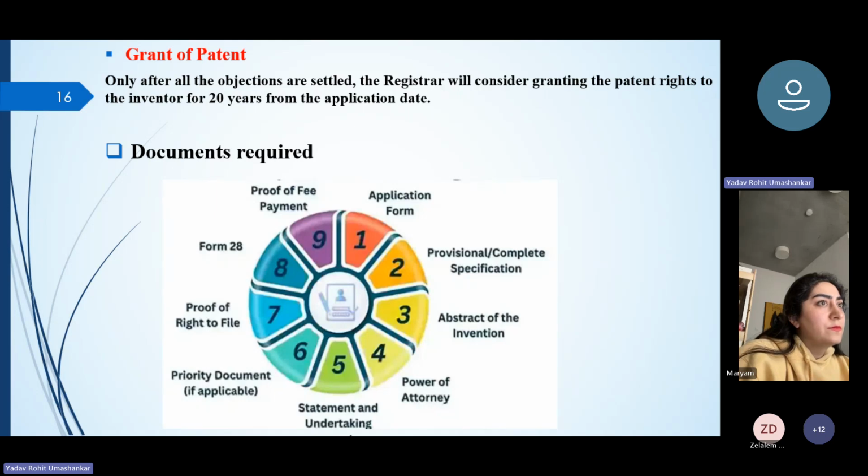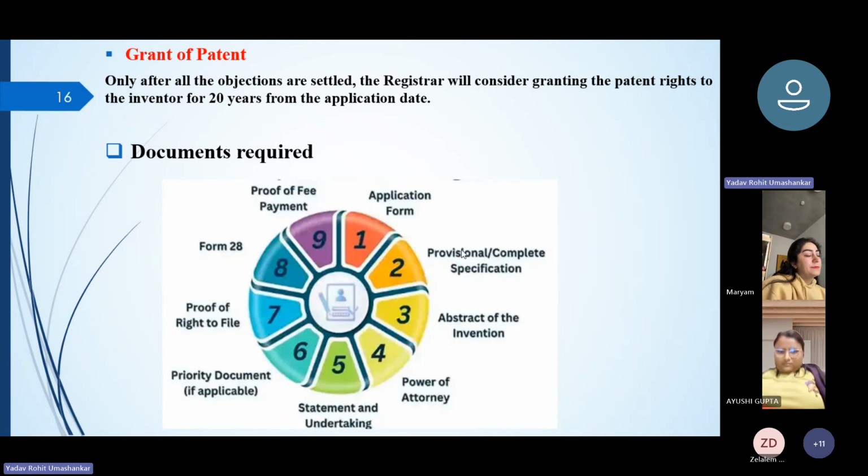And power of attorney. Power of attorney means you are handing over all the tasks of patent filing to a person, and he is taking charge of filing the patent. One form needs to be filled for this, and your signature should be there. Then the abstract of the invention, complete details of the invention, the provisional or complete specification, the provisional form and the complete application form. The provisional form should also be filled if you want, and the fee payment proof should be there.